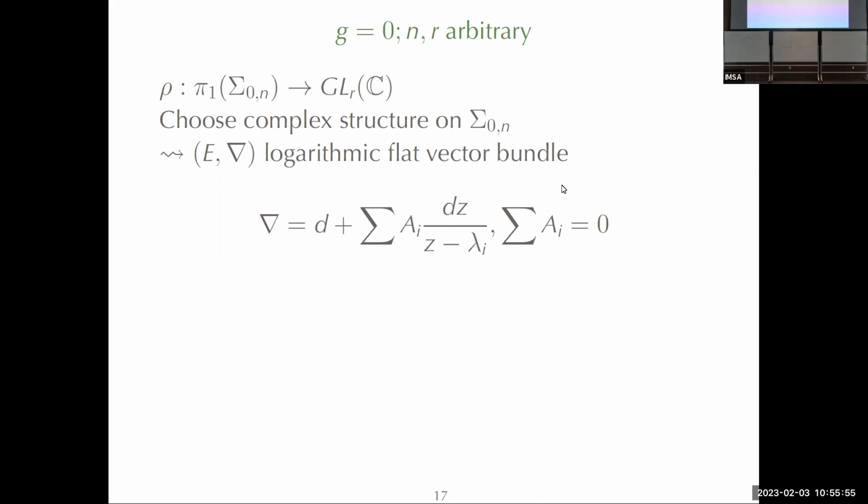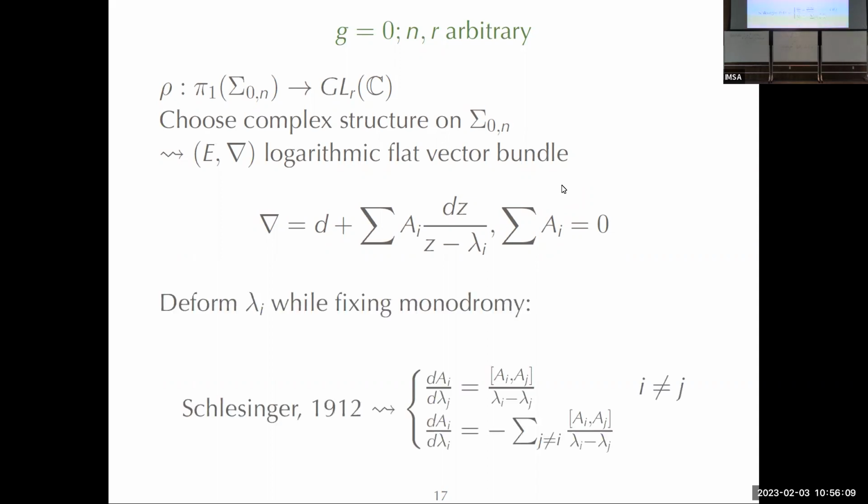Well, then what can you do? If you have this data, you can move the points around. You can change the complex structure on P1, that's deforming the lambda_i. And you can ask, how do I change the A_i, the residue matrices, to keep the monodromy fixed? And Schlesinger told us the answer in 1912. He showed that if you want to deform the lambda_i while fixing the monodromy, the A_i, these residue matrices, will satisfy the so-called Schlesinger equations, this complicated system of nonlinear ODEs.